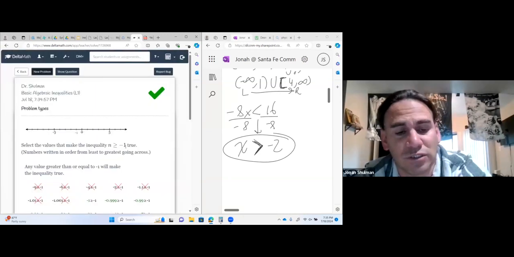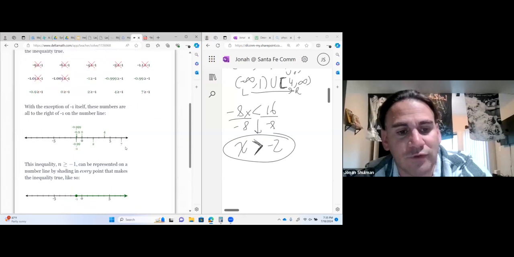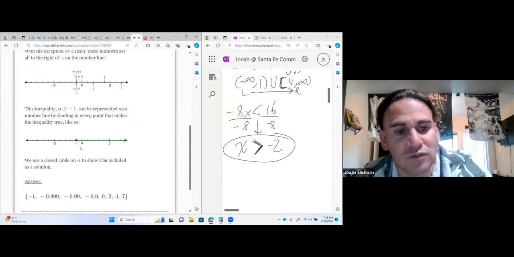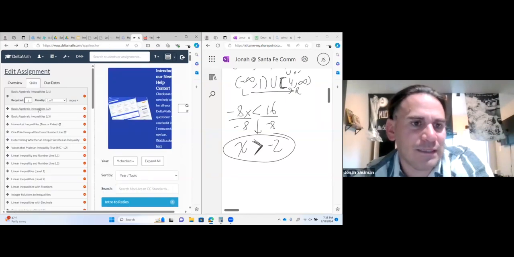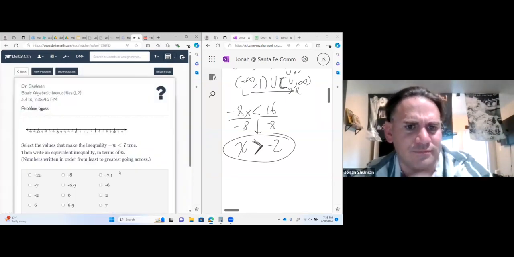This is a really good question. Feel free to try it yourself. But it's nice. Notice it's a closed circle going to the right. Right away, start with the hard one. I like it. Let's go level 2.